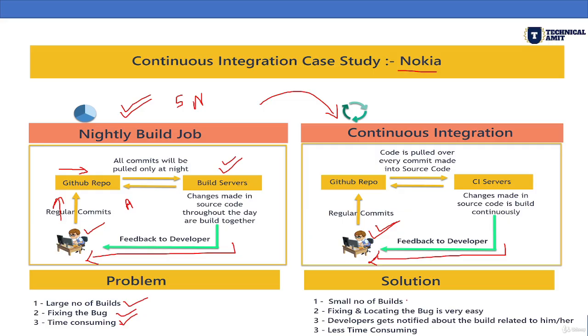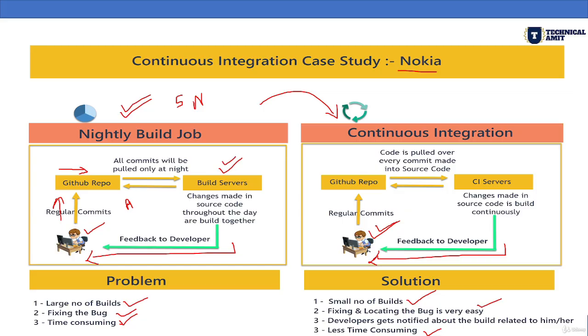Now what is happening is, as a solution, a small number of builds. We have very small number of builds. Fixing and locating the bug is very easy now, because every developer is getting notification for their bugs, for their commits. And this is less time consuming. The reason why it is less time consuming, because we've got a small number of builds. Every developer is getting notified, and they are easily able to fix those errors. So this was all about the case study which Nokia did.